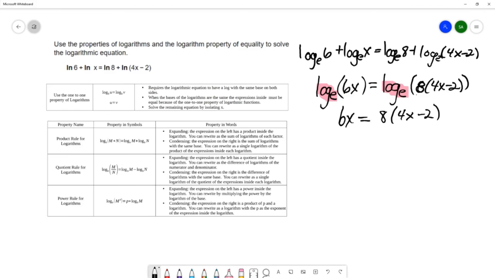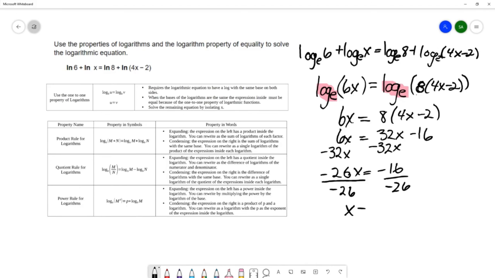This gives me a linear equation, which I'll solve. I'll use the distributive property on the right to get 32x minus 16. I want to get the x's onto the same side, so I'll subtract 32x on both sides. That leaves a negative 16x on the right, and on the left I have negative 26x. And then I'll get x by itself by dividing by negative 26 on both sides.